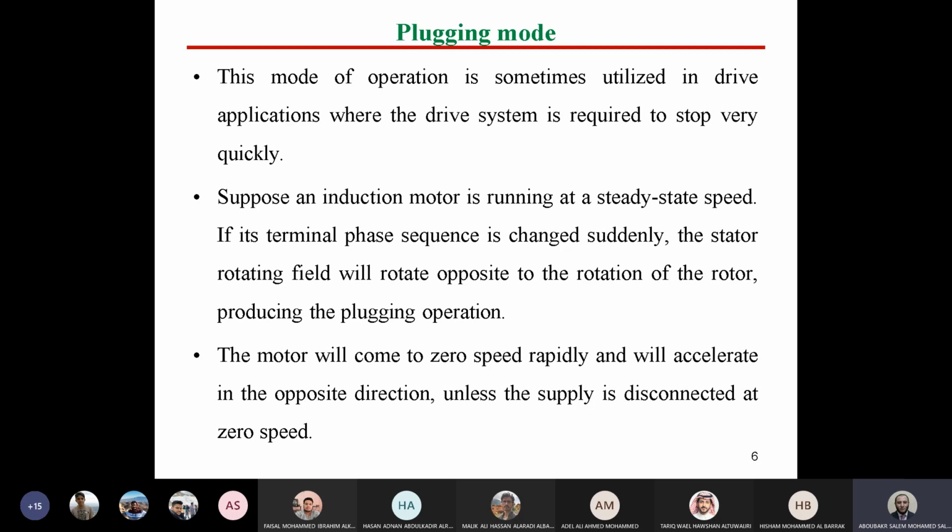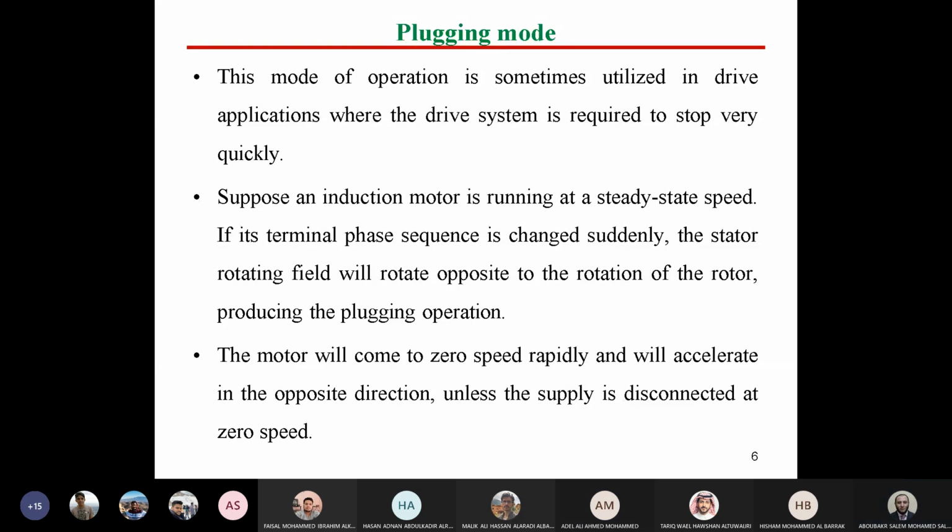This mode of operation is sometimes utilized in drive applications where the drive system is required to stop very quickly. Let me give you an example. If you would like to turn off any motor, you will shut down the supply. Is it going to be stopped at zero time, or will it take some time to dissipate the stored kinetic energy? Yes, it will take some time to dissipate the stored mechanical energy.